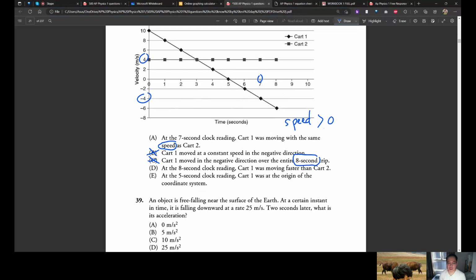D: at the 8 second clock reading, cart one was moving faster than cart two. The speed of cart one is 6 meters per second, and cart two is 4. So yes, it was faster. D is correct. At 7 seconds, 4 and 4 are the same, but at 8 seconds, 6 and 4, 6 is greater than 4. D is also correct. Let me check the answer later.